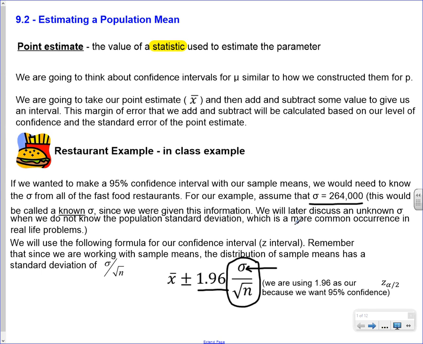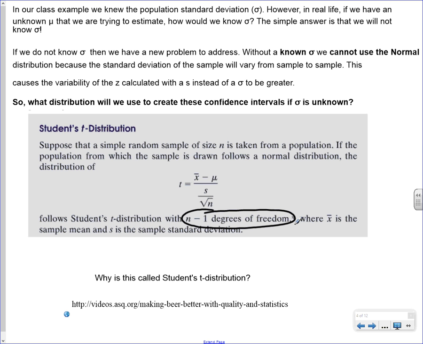Well, there are 2 different ways you can go about that. One way is that we could just guess what the true sigma is. So maybe we can look at another study or another population that's similar to the one we're dealing with and use the sigma from there. But most of the time, instead of sigma, we're going to use S. Okay, so we're going to use the sample standard deviation.